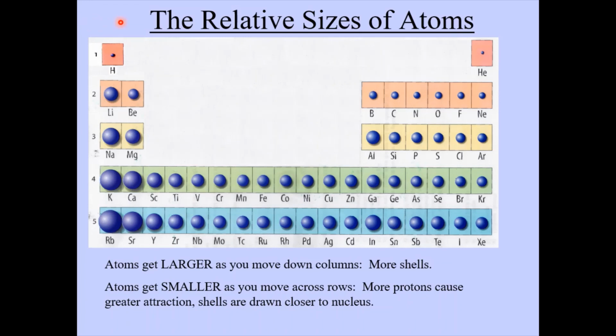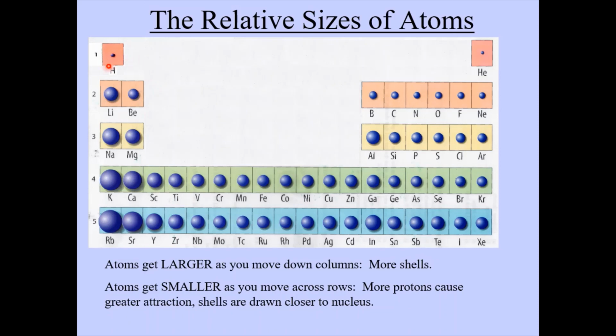We can use the idea of the periodic table and the shell model to also get a feel for the relative sizes of the atoms. This chart shows part of the periodic table, and each element is depicted as a sphere that represents the relative size of the atom compared to its neighbors. There are two trends, two patterns, that we notice in this chart.